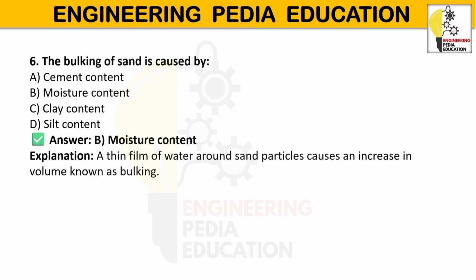Bulking is maximum in fine sand. It generally occurs at 4 to 6% moisture content. At higher moisture content, bulking decreases because water fills the voids. And which IS code is used to measure this bulking? IS 2386 part 3.